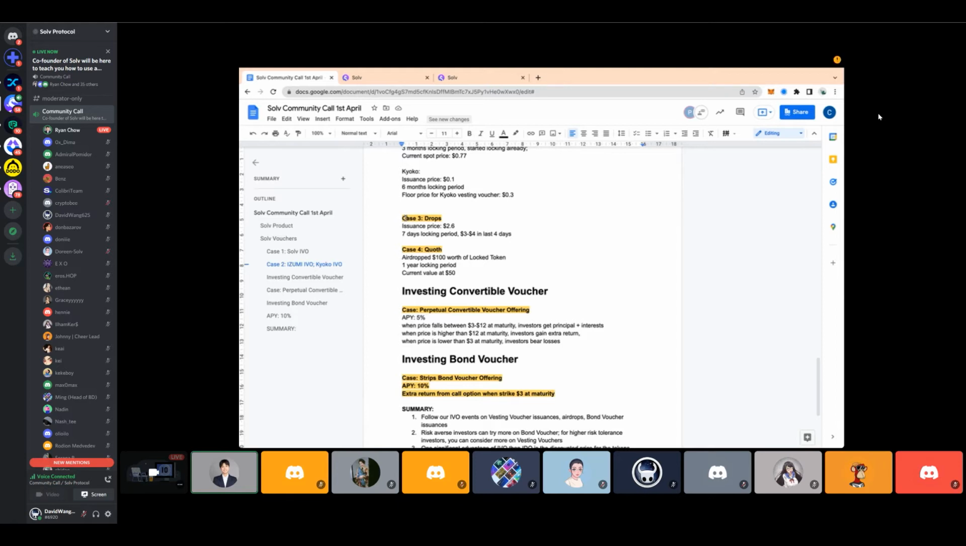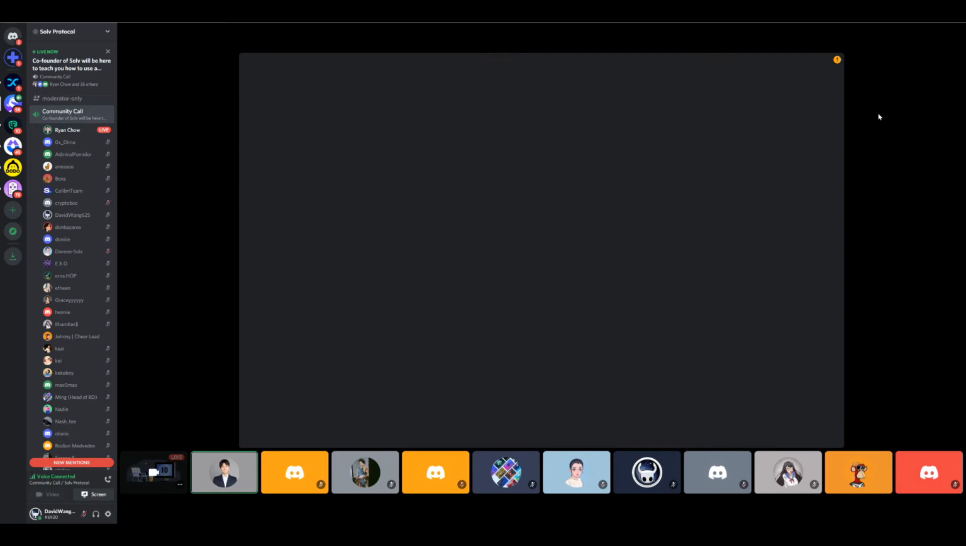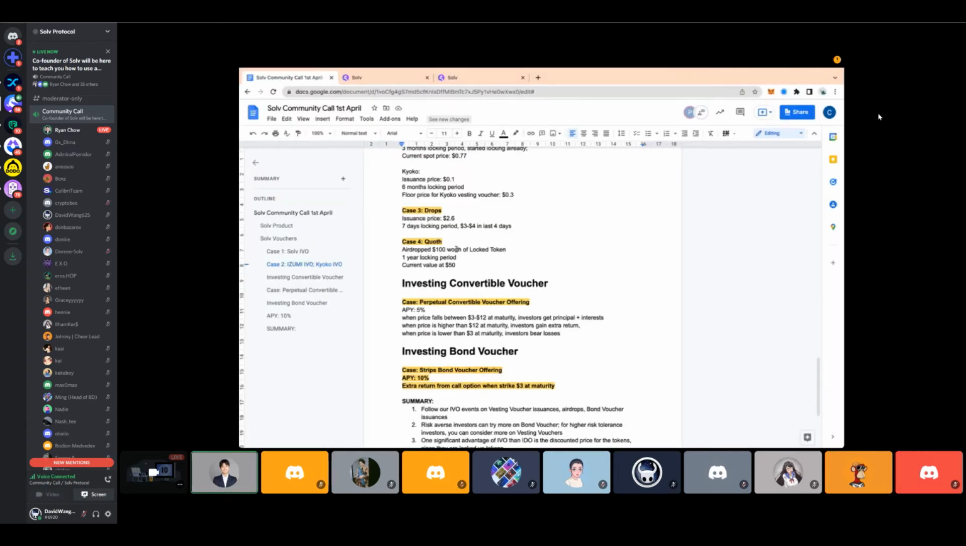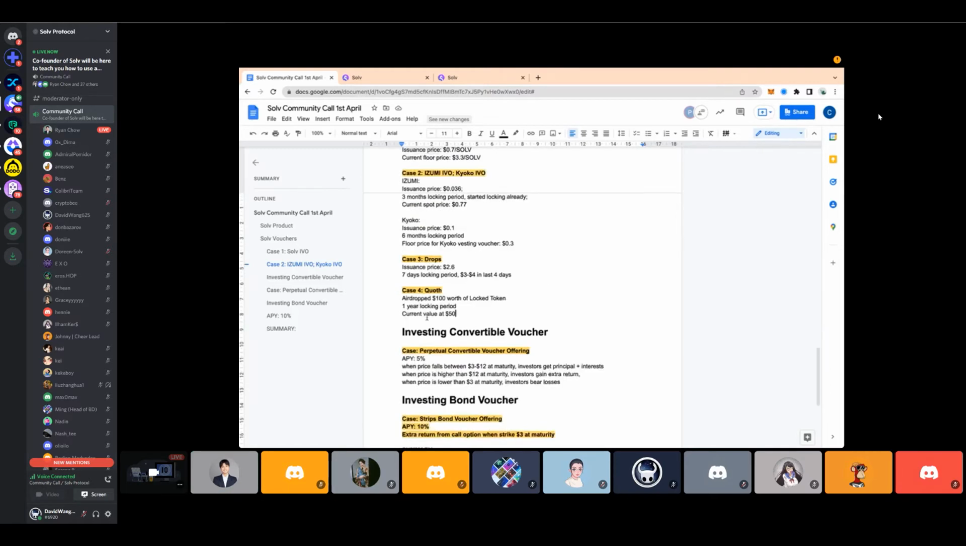So this is case 3, and case 4 is about Crow. This one, they airdropped $100 worth of lock tokens to all our community users. So it's a free airdrop, but it's quite long. It's a 1-year locking period, and now the current value is $50, because the price of the Crow tokens just dropped a lot. It's dropped a lot, but it's free.